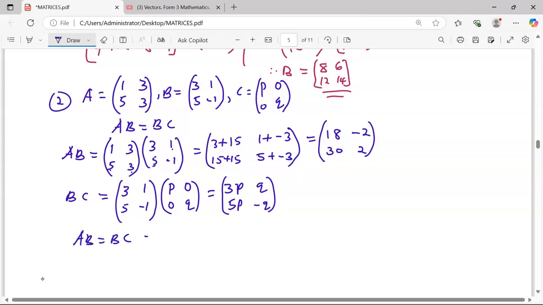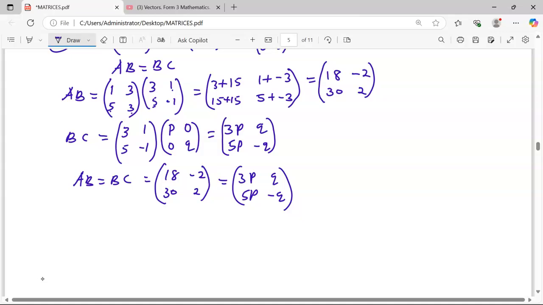So we are going to take AB, which is 18, 30, negative 2, 2. We equate it to 3P, 5P, Q, and negative Q, and then equate the corresponding components. That is 18 and 3P are corresponding components, and therefore 3P is going to be equal to 18. Divide by 3 on both sides, P will be equal to 6.